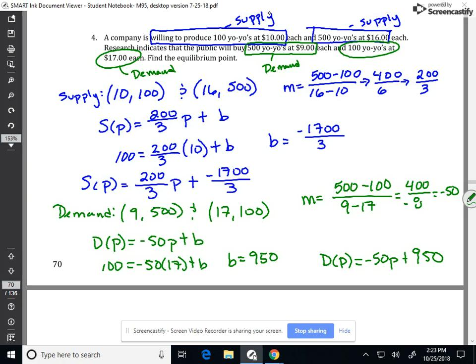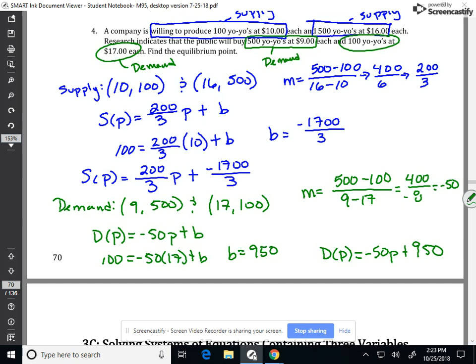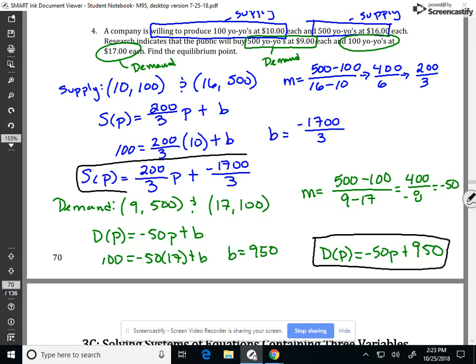Now, what do I need to do now? I've got this demand function here, and where's my final supply function? Right here. So again, to find the equilibrium point, all I need to do is set these two equal to each other and solve for P. I'll let you do the work on your own, but just so you know to check, the ordered pair that you should get is (13, 300).